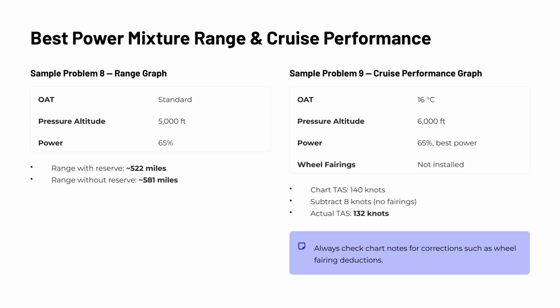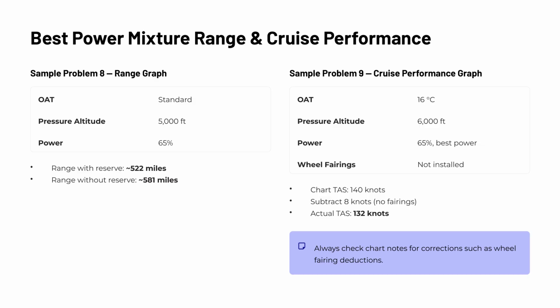Moving to sample problem 9, we're using the cruise performance graph with an OAT of 16 degrees Celsius, a pressure altitude of 6,000 feet, and 65% best power mixture. The chart gives us a true airspeed of 140 knots. However, this aircraft does not have wheel fairings installed, so we need to apply a correction. The chart notes tell us to subtract 8 knots for the absence of fairings, bringing our actual true airspeed down to 132 knots.